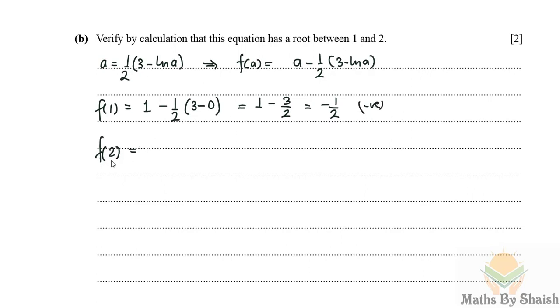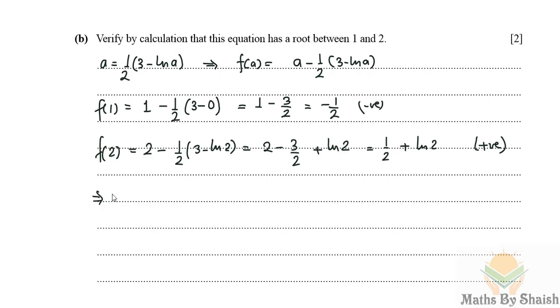And when we put the value of a as 2, we'll get 2 minus 1 upon 2 times 3 minus ln 2. This value is going to be 2 minus 3 by 2 plus ln 2. ln 2 is a positive quantity, and 2 twos are 4 minus 3, it is going to be 1 over 2, half plus ln 2, which is going to be a positive value. And since f of 1 and f of 2 have opposite sign, this means the root lies between 1 and 2.